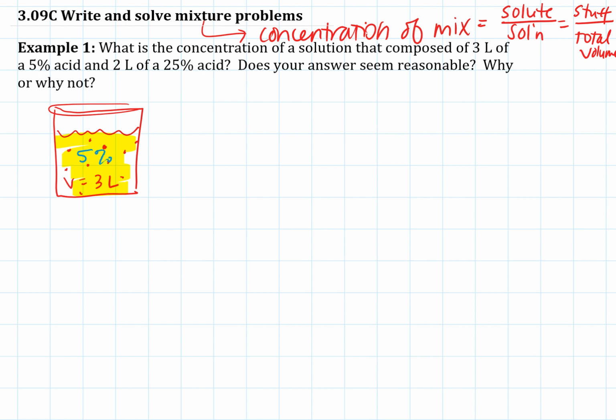And you're mixing it with 2 liters. Okay, so we have a smaller amount over here. 2 liters of a 25% acid. Oh, interesting. So this guy is way more concentrated. We don't have as much of it, but it's got a lot more acid in it.